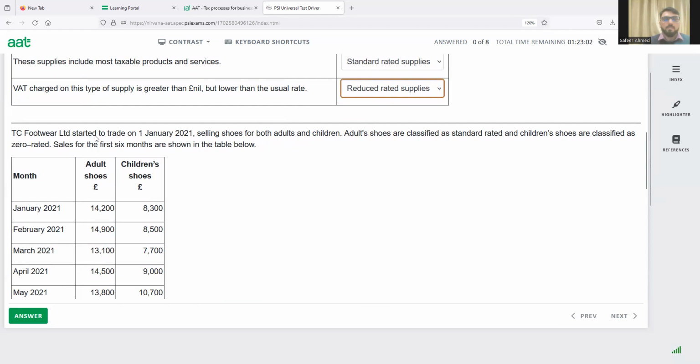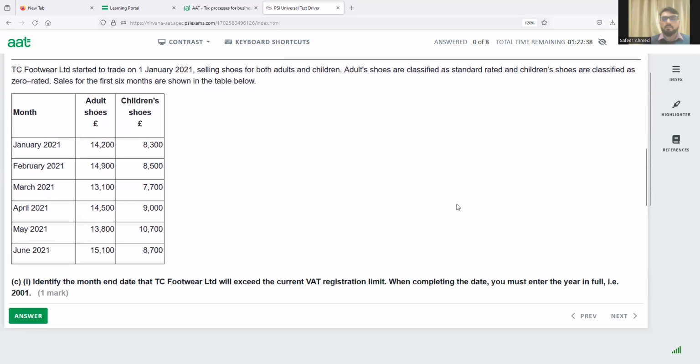TC Footwear Limited started to trade on 1st of January 2021, selling shoes for both adults and children. Now, adult shoes are chargeable at standard rate, 20%, but the children's shoes are chargeable at zero rate. Okay. Sales for the first 6 months are shown in table below. So they've given you both sales for the adult shoes and children's shoes.